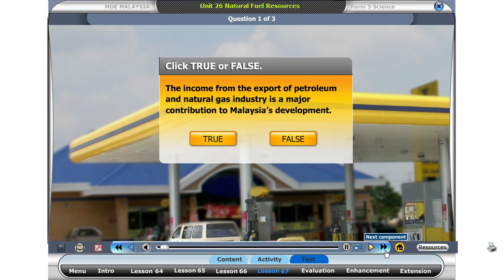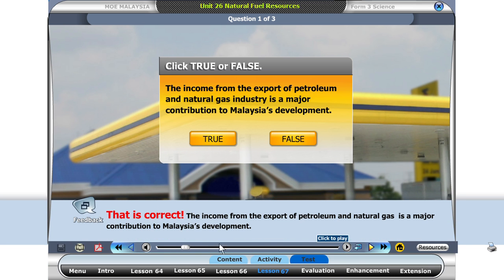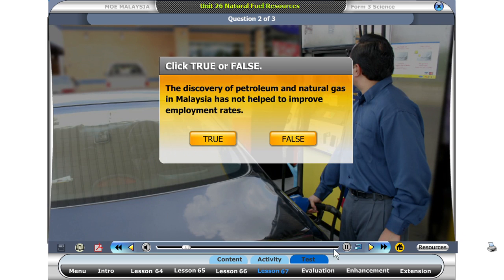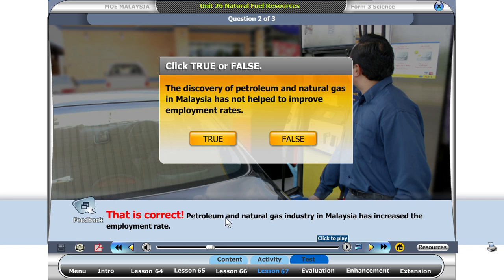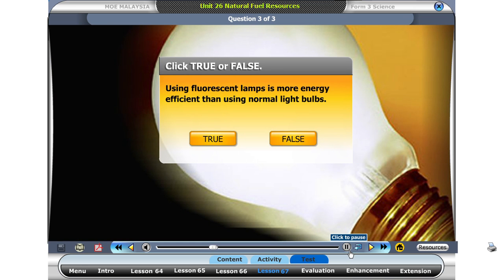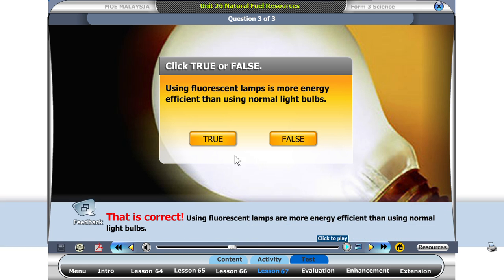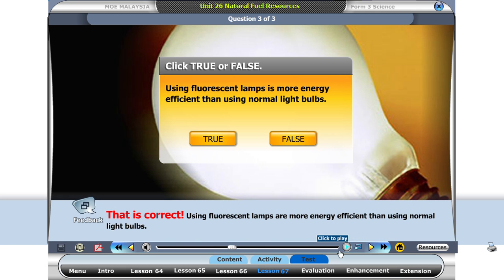The income from the export of petroleum and natural gas industry is... That is correct. The discovery of petroleum and natural gas in Malaysia has not helped to improve... That is correct. Using fluorescent lamps are more energy efficient. That is correct.